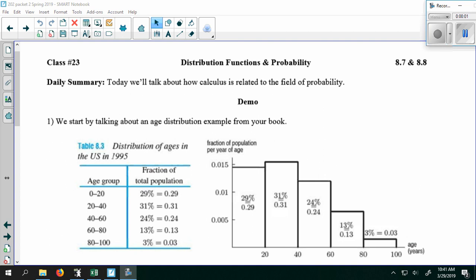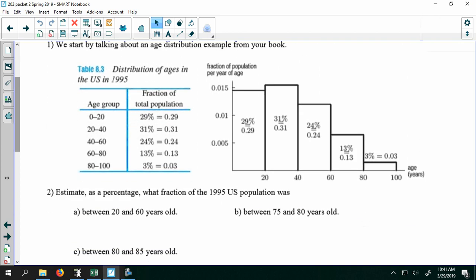Okay, so we're going to start by talking about an age distribution. This is an example from your textbook. There's a table here that tells you the distribution of ages in the US in 1995. So age 0 to 20 was 29% of the US population in 1995. 20 to 40 was 31%, 40 to 60, 24%, etc.